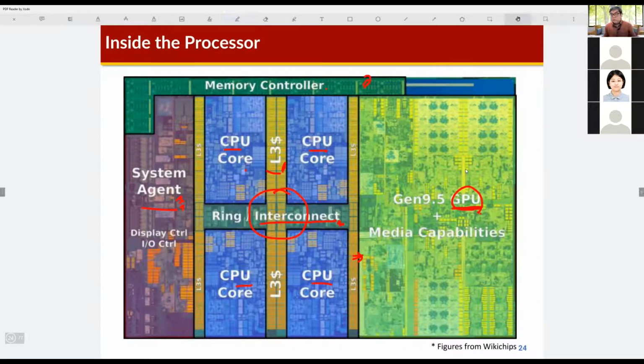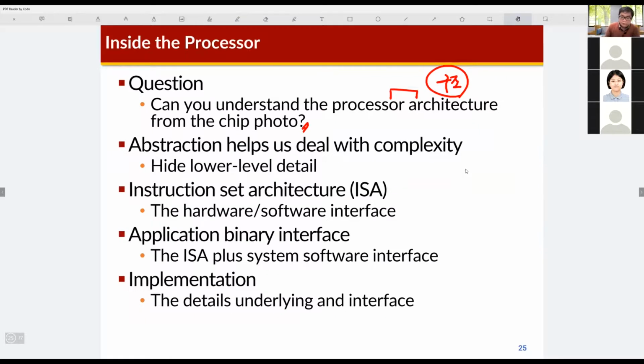We don't know about the detailed organization or detailed architecture of the CPU or GPU in this figure. So abstraction helps us deal with complexity. With the abstraction, we just reveal the required knowledge to the people. And then also we can hide some detailed lower level knowledge.